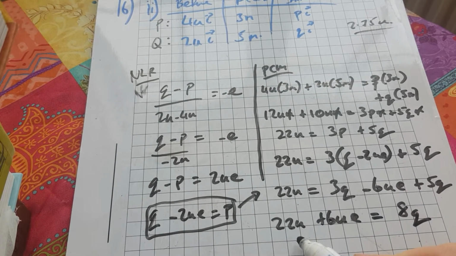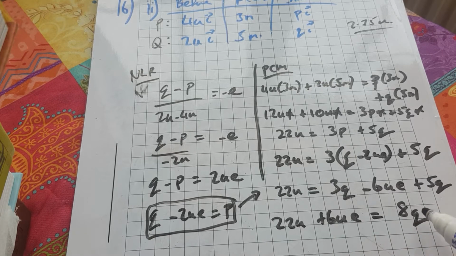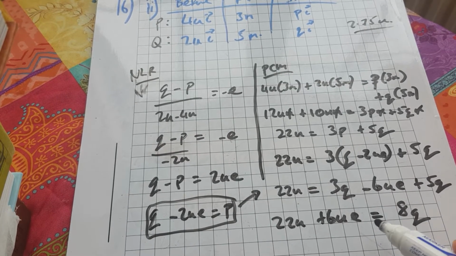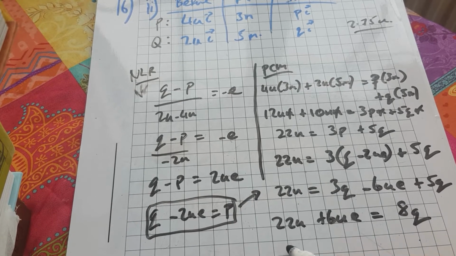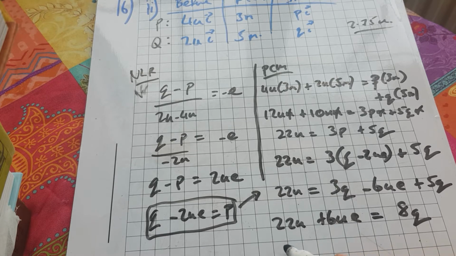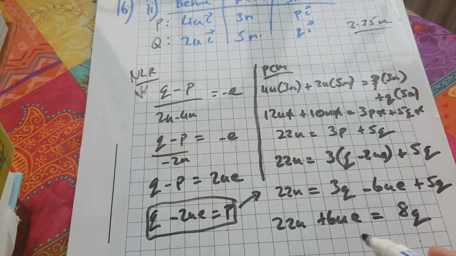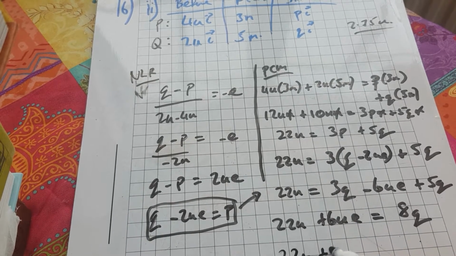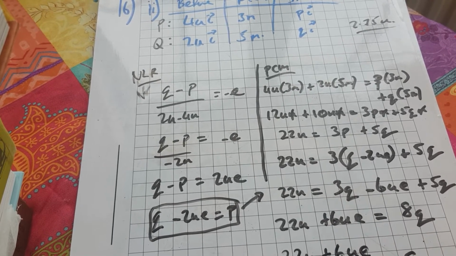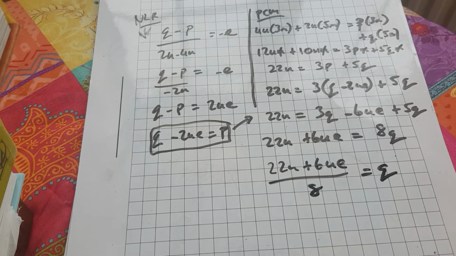So what can I do here now? You can factorize out, of course. You can say what goes into 22 and 6, well, 2. But we probably won't bother. We could just go 22U plus 6UE over 8 equals Q. Apologies.